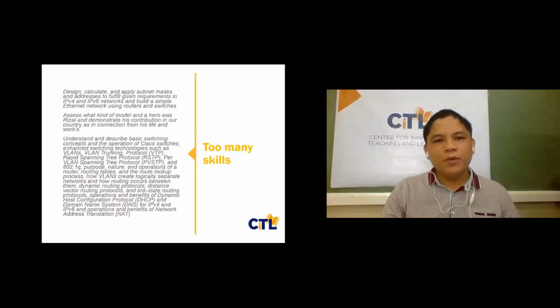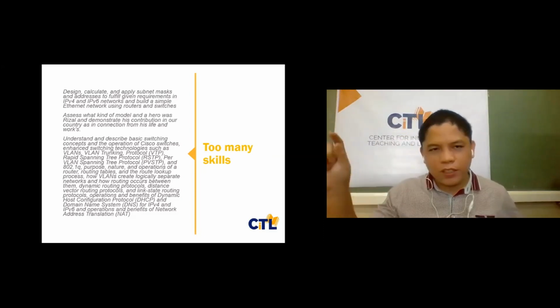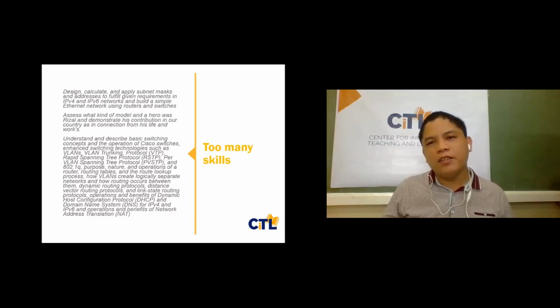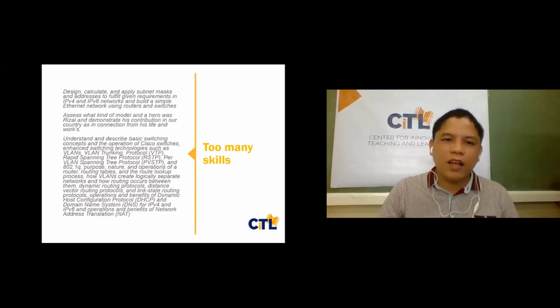This one has too many skills. It's important that when we write a course outcome, it should be one skill per course outcome. Example: design, calculate, and apply subnet math. We have three verbs there. Maybe you can just write apply subnet math, because when they apply, that's part of the application: they are designing, they are calculating. So you just put one verb. Another one is assess what kind of model and hero was result, and demonstrate his contribution in our country in connection to his life and work.